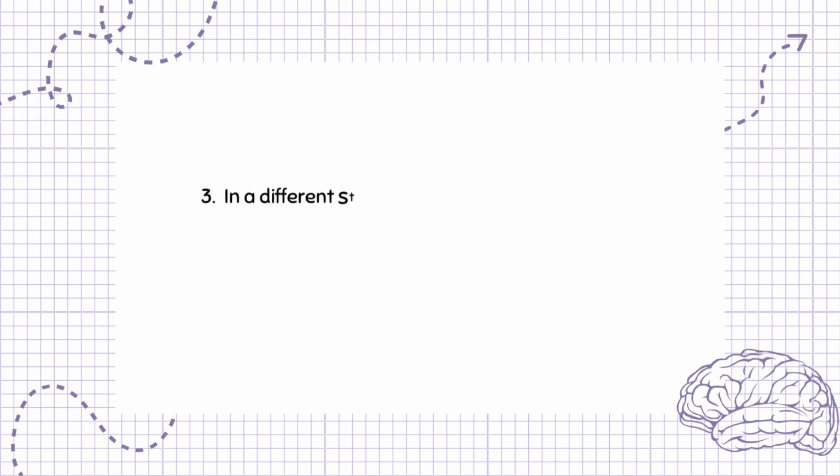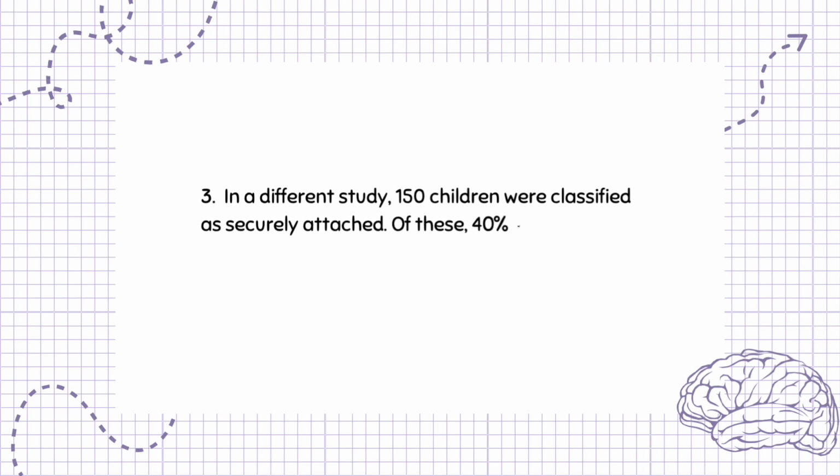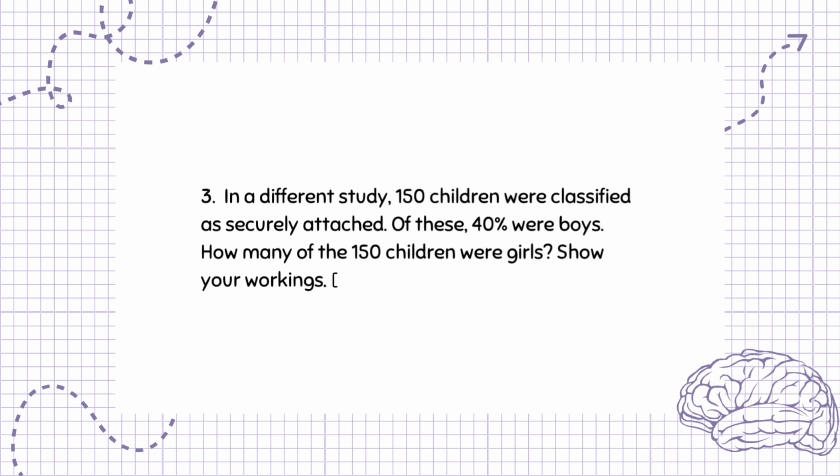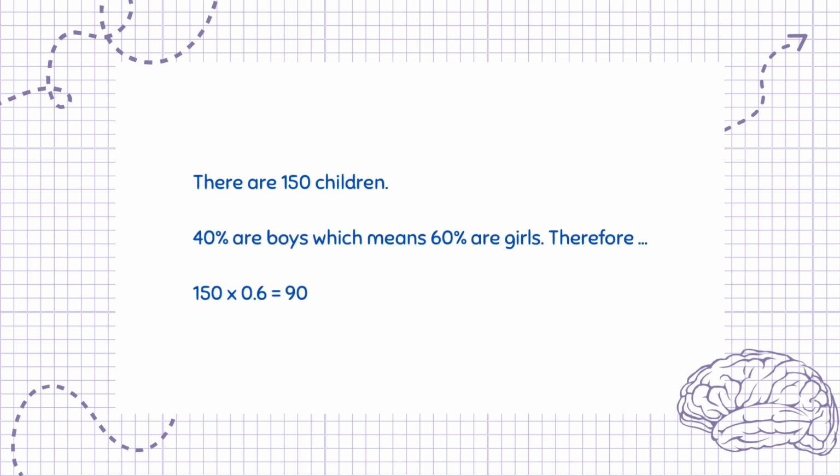Question 3. In a different study, 150 children were classified as securely attached. Of these, 40% were boys. How many of the 150 children were girls? Show your workings. 2 marks. There are 150 children. 40% are boys, which means 60% are girls. Therefore, 150 times 0.6 is equal to 90.